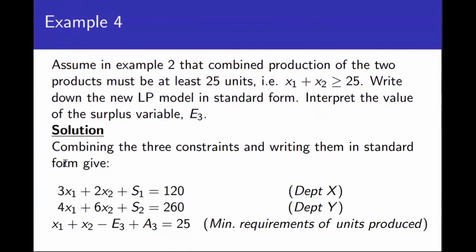Let's take another example. Assuming example 2, that combined production of the two products must be at least 25 units, i.e. x1 plus x2 is greater than or equal to 25. Write down the new LP model in standard form. Interpret the value of the surplus variable e3.